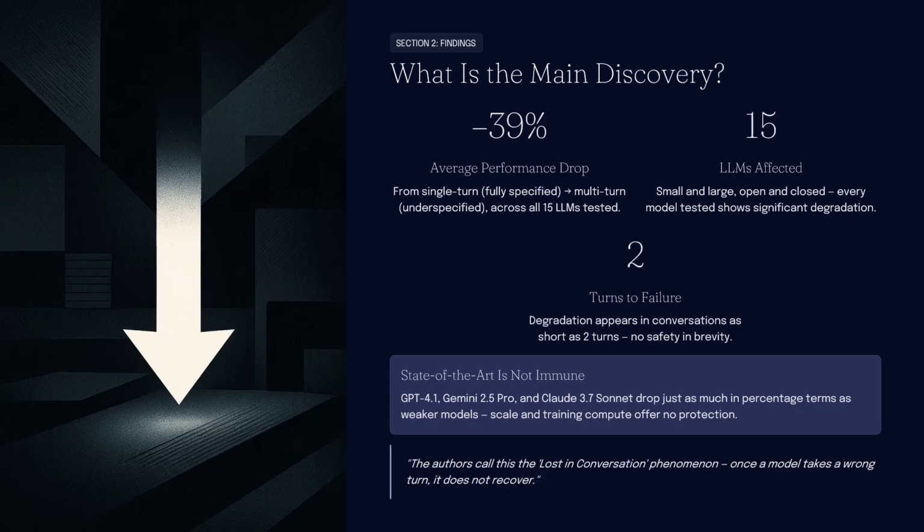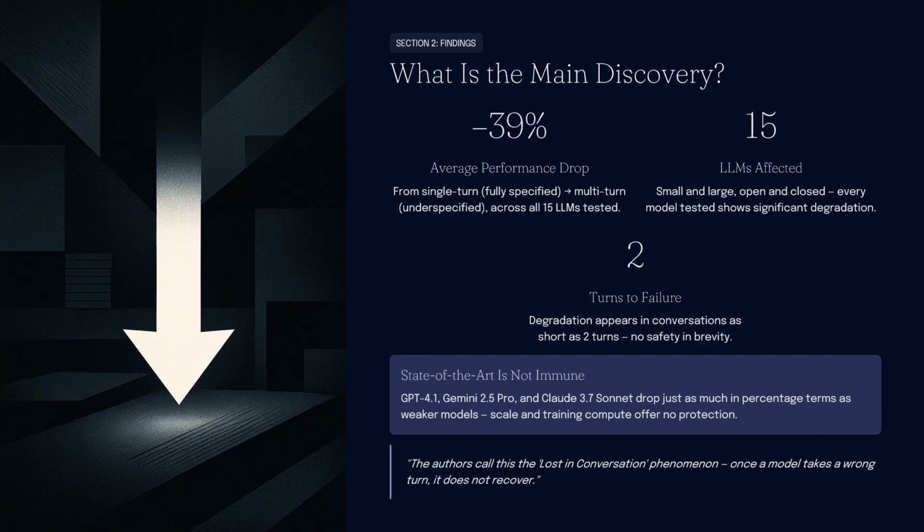Thank you, Rania. I'll be covering the paper's core findings and how the experiments were designed. Let's start with the headline number, minus 39%. Across all 15 LLMs tested, performance dropped an average of 39% when moving from single-turn fully specified conversations to multi-turn underspecified ones on the exact same task.